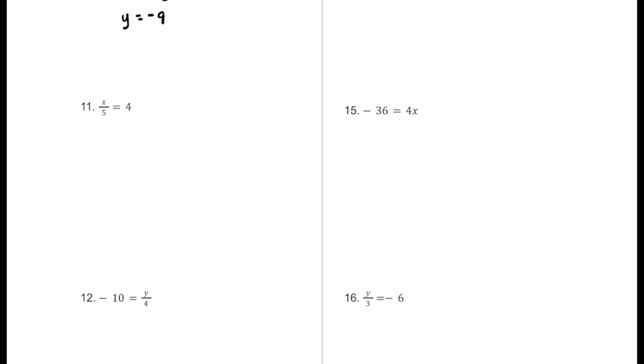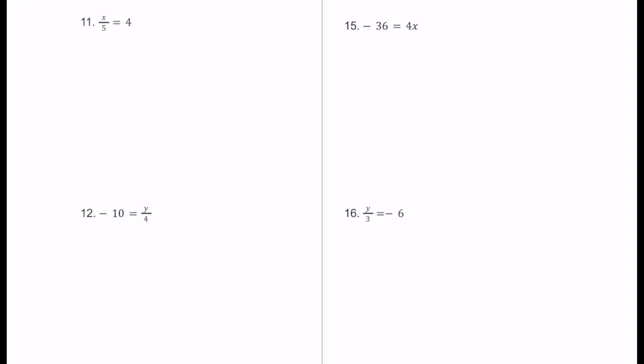Cool. Let's try 11. So 11 is a little different. This says x over 5, or x divided by 5, is equal to 4. Okay, so what's the opposite operation for division? The opposite operation is going to be multiplication. So let's go ahead and multiply the left side by 5, which is the same thing as 5 over 1. And on the right side, let's multiply by 5. On the left side, I'm just writing it as a fraction like this, just because it is easier to see that we can cross cancel. Remember when you're multiplying fractions, 5 over 5 is just going to be 1, so that's going to cancel out.